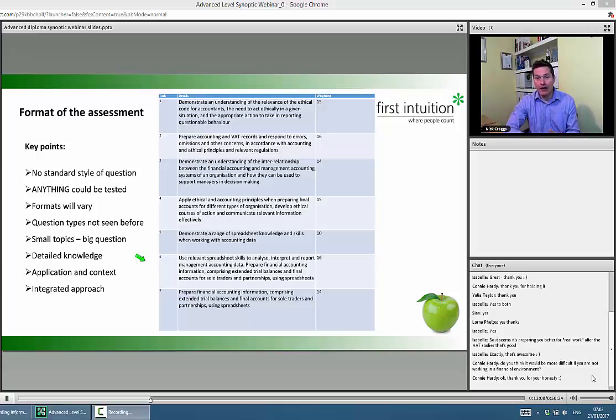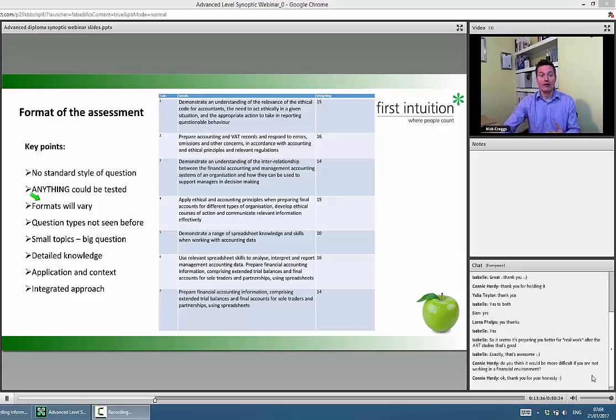It is going to be very, very different. Anything from any unit could be tested, almost in any order, in any sort of depth. You could get a really big question on one thing, and another time you get a very small question on it, or it's ignored. You cannot assume that if you've done the AAT mock, that is how it's going to be. So I cannot stress this enough. Formats will vary. It's not going to be as structured as the AQ 2013 exams.